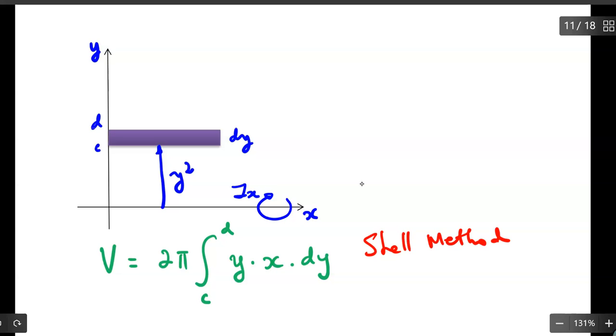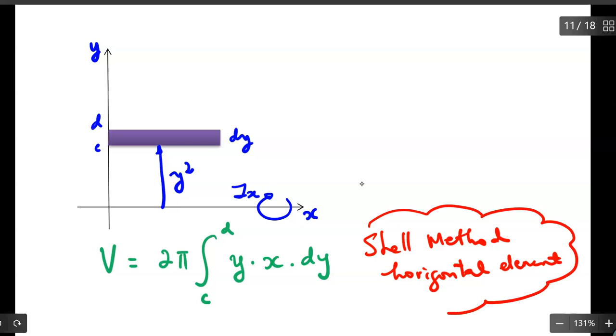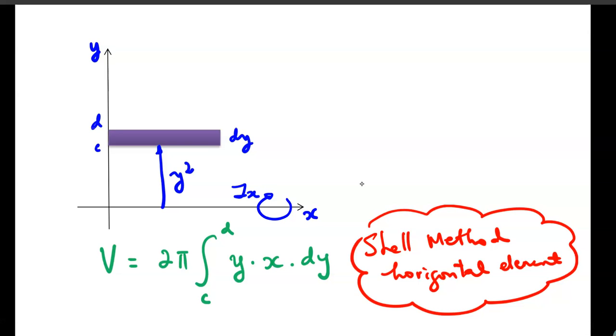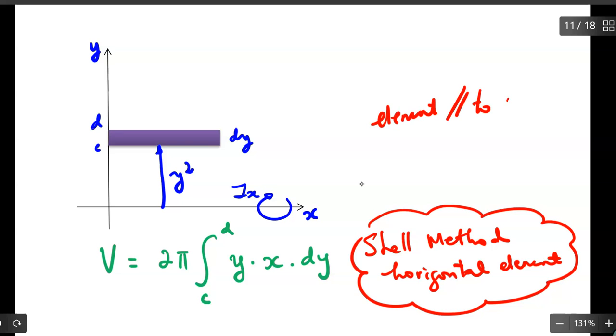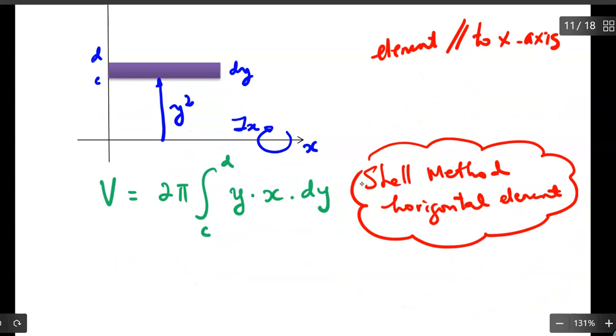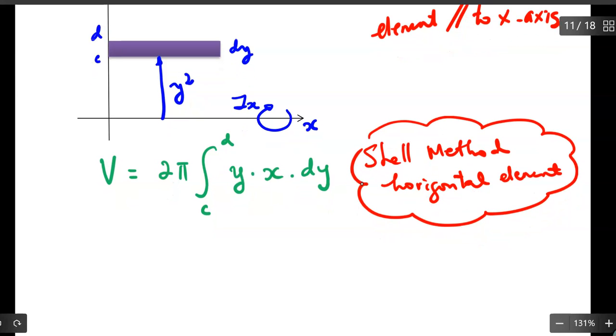And then I am using the horizontal element, right? So this one is parallel to the axis of rotation, which is the x-axis. So my element is parallel to the x-axis. Alright, okay. So now I'm going to put in the formulas for Ix.